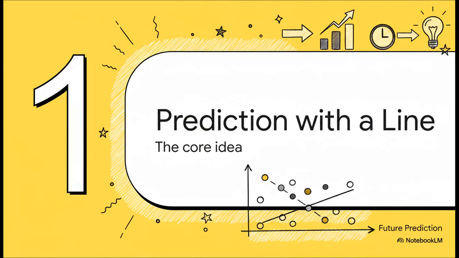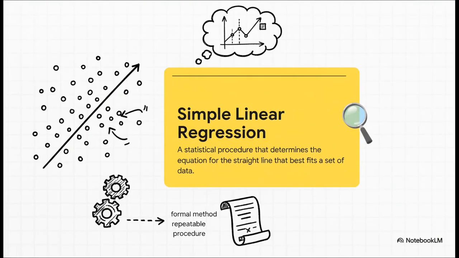Okay, so let's start with the big picture here. This is not just about drawing a line through points we already have. No, the real power is in building a model, like a simple prediction machine, that can take a new piece of info and tell us what it thinks a future outcome will be. And when you boil it all down, this is what we're doing. It's a formal method, a repeatable recipe for finding the exact equation of that one special line that does the best job of summarizing the relationship between two things.